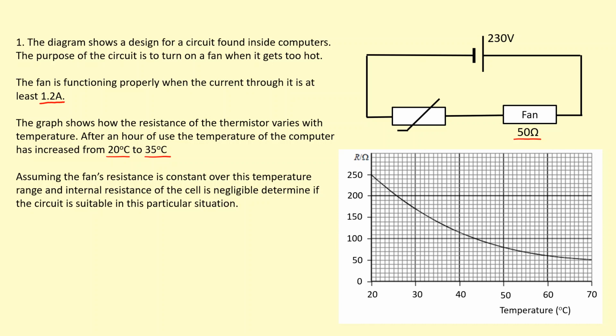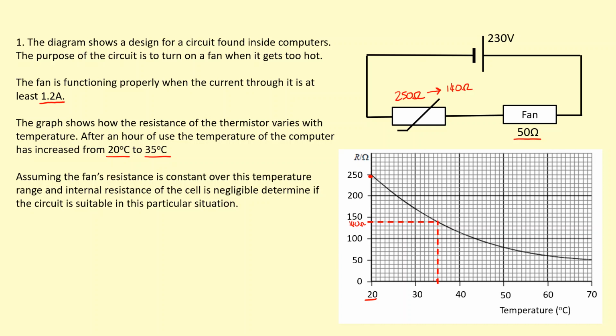Okay, so we're going to see how it changes as the temperature of the computer increases. Starting off at 20 degrees, which gives us a resistance of 250 ohms for the thermistor, and then after it's been on for some time, it goes to 35 degrees, which is over here, and that has a reading of 140 ohms. So the resistance decreases as the temperature increases, and we want the fan to turn on when the current through it is at least 1.2 amps. So let's check what's going to happen.